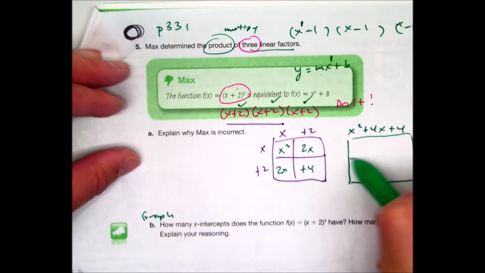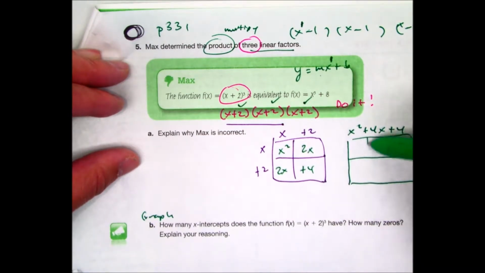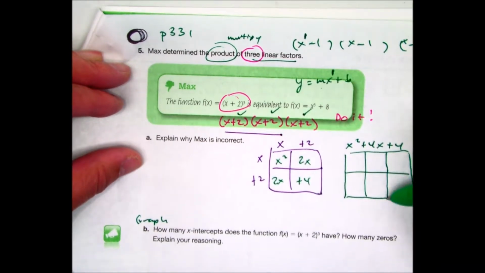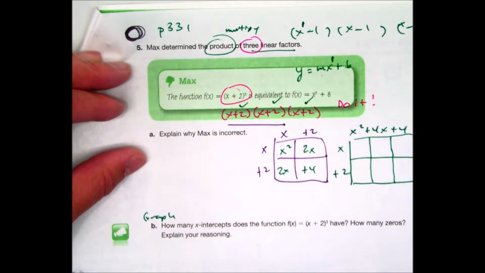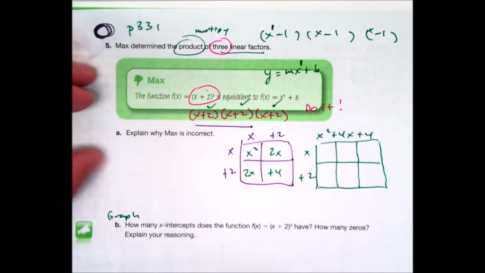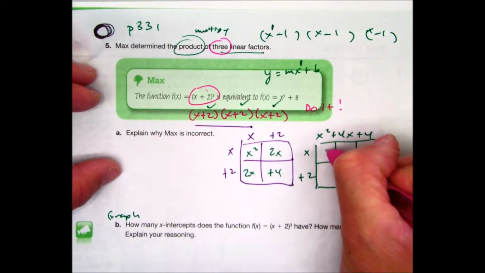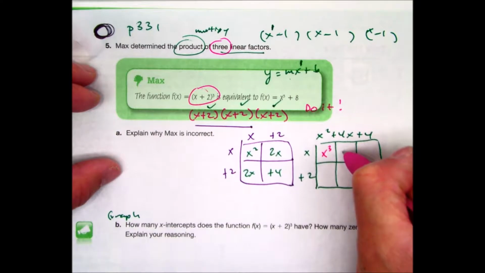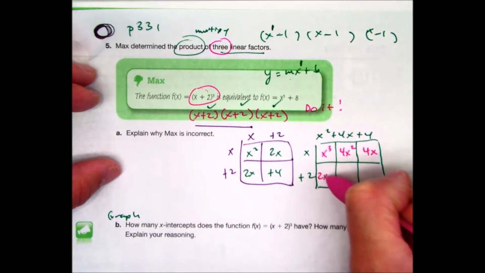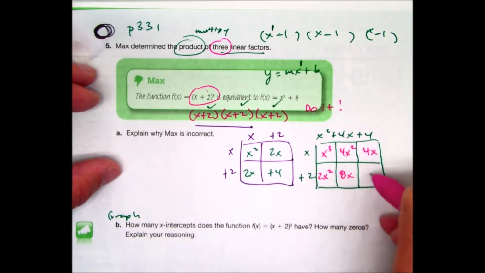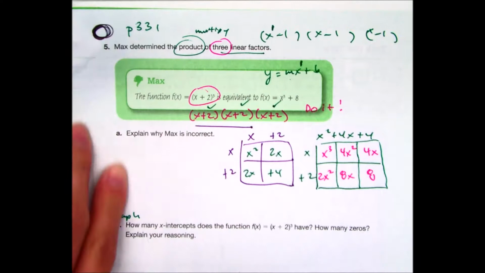So each term gets a box. And now I'm going to multiply it by x plus 2. Class, go ahead and multiply. X cubed. 4x squared. 4x. 2x squared. 8x. 8.